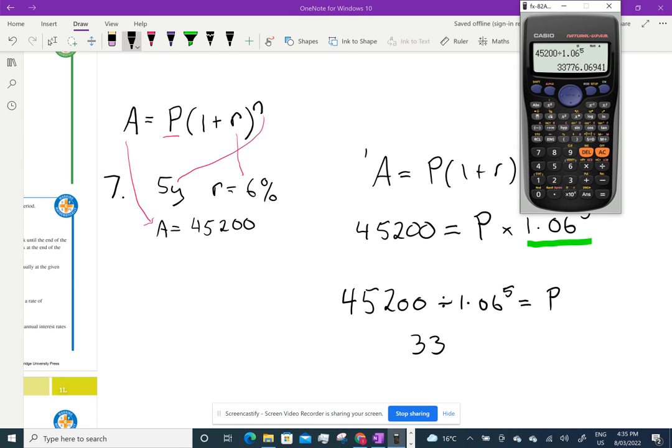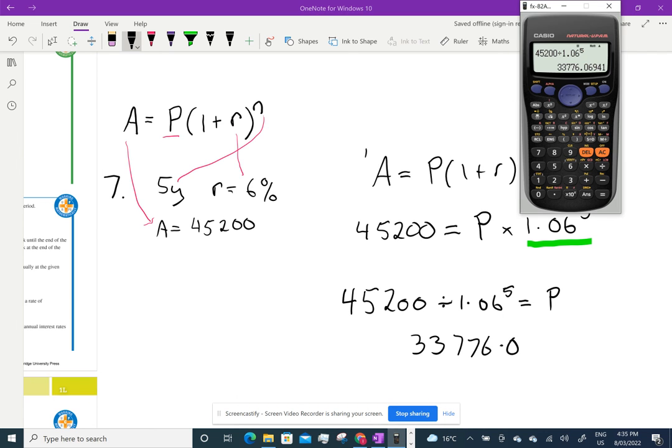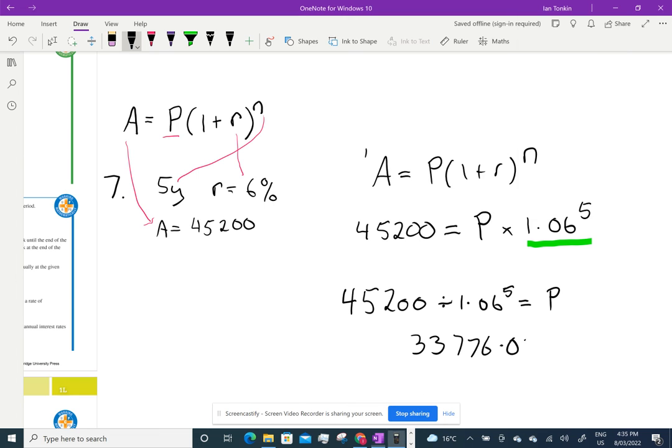33,776.07. We're going to the nearest cent. That's the principal. So just check. Make sure the answer is right. Question 7. And yes, we are. They go to the nearest dollar.